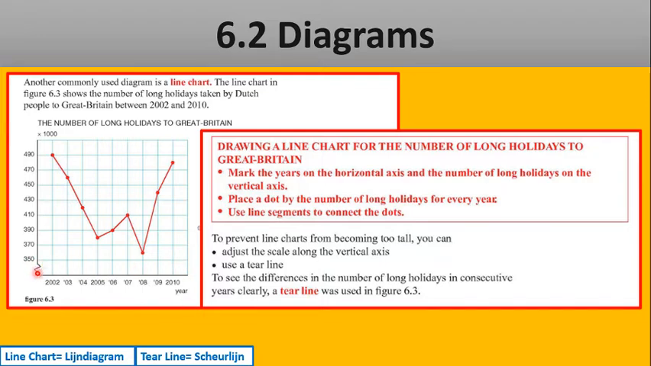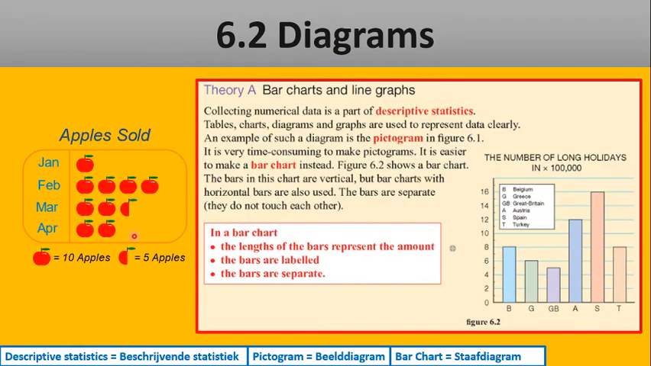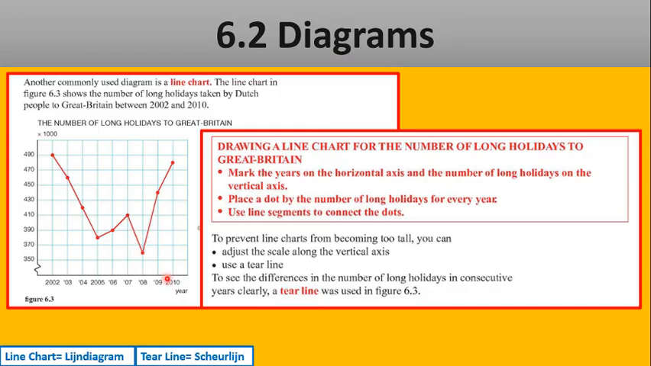So we leave it at that, and we're going to include a tear line, right? And there is no tear line on the horizontal axis, so it's just 2001, 2002, etc. And again, they're going to ask you to draw some of those yourself. So that includes line charts, bar charts, and pictograms.